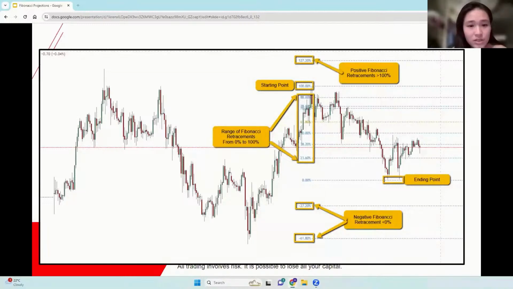Okay, so here you can see all the different Fib numbers that we mentioned in the previous slide and how it looks like on a chart. So just to recap again, mid-range is retracements, negatives are the expansions, and greater than 100% are the extensions. And in all of these scenarios, we are only using one tool, which is the Fibonacci retracement.